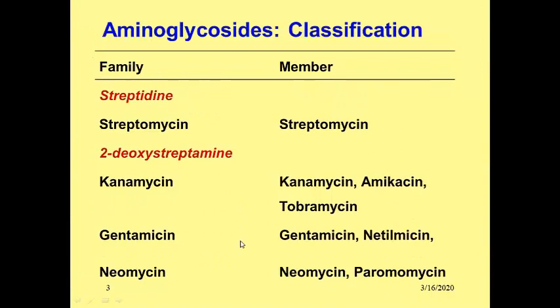Members of aminoglycosides include the streptidine class, streptomycin, and the deoxystreptamine class: kanamycin, gentamicin, and neomycin, 3 subgroups.